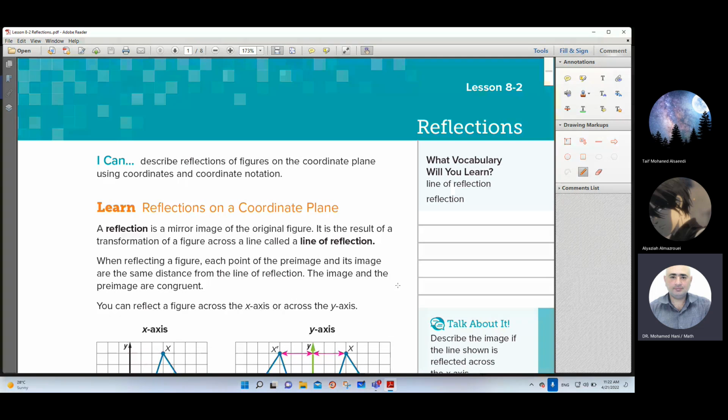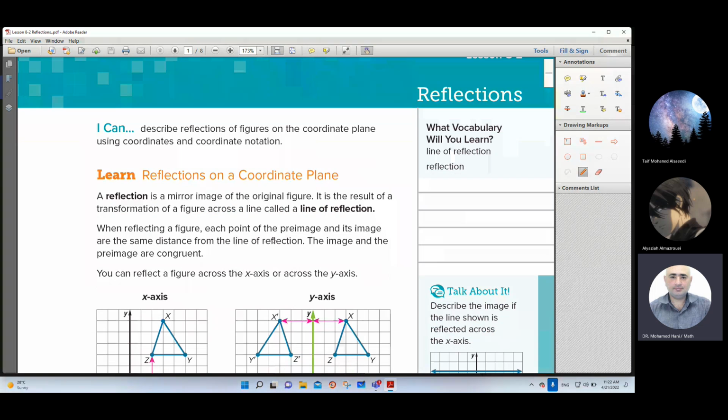Reflections. We are in module 8, lesson 2, math grade 8. Today we have reflections. In this lesson, we want to describe reflections of figures on the coordinate plane using the coordinates and coordinate notation.